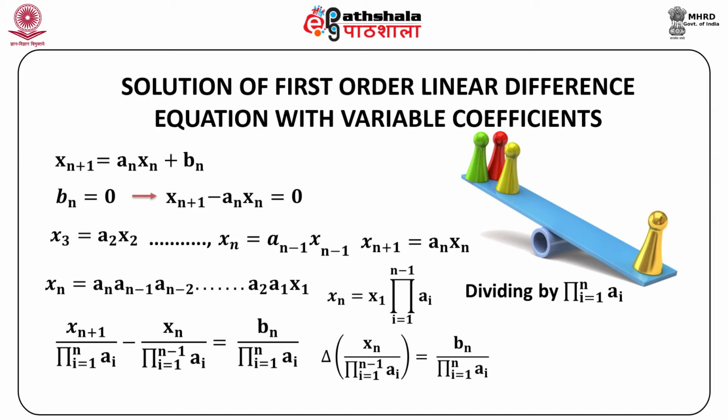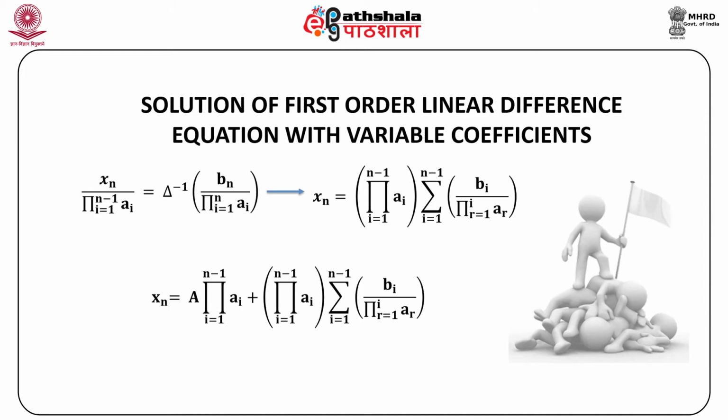Now consider equation 3 given above. Dividing the equation on both sides by the product from i = 1 to n of ai, we get xn+1 divided by the product from i = 1 to n of ai minus xn divided by the product from i = 1 to n-1 of ai, which is equal to bn divided by the product from i = 1 to n of ai, or delta (xn divided by the product from i = 1 to n-1 of ai) is equal to bn divided by the product from i = 1 to n of ai.